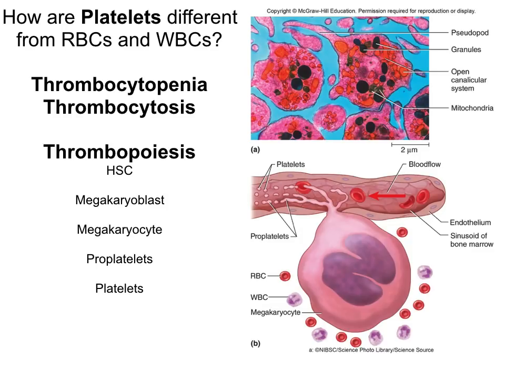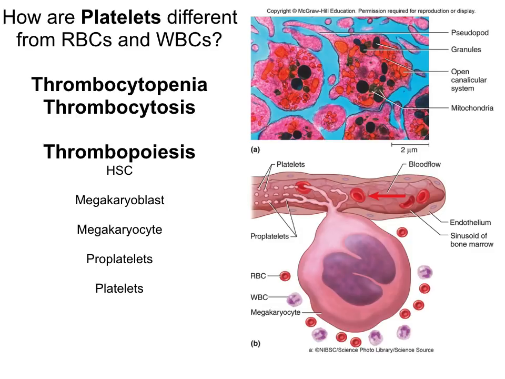Platelets are disc-like fragments of larger cells called megakaryocytes. One megakaryocyte, on average, forms about 4,000 platelets. Now, platelets do contain some organelles. They possess mitochondria, lysosomes, cytoskeleton, and numerous granules containing clotting factors. But because they're only cell fragments, they do not possess a nucleus.